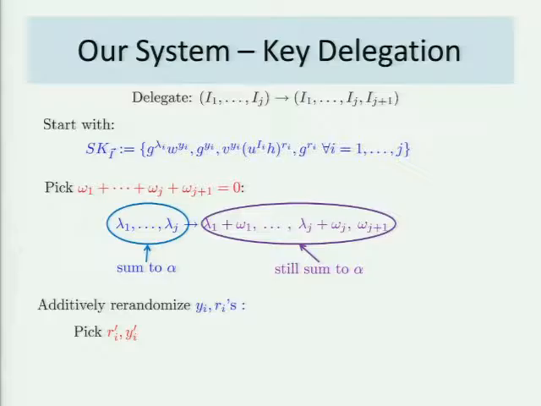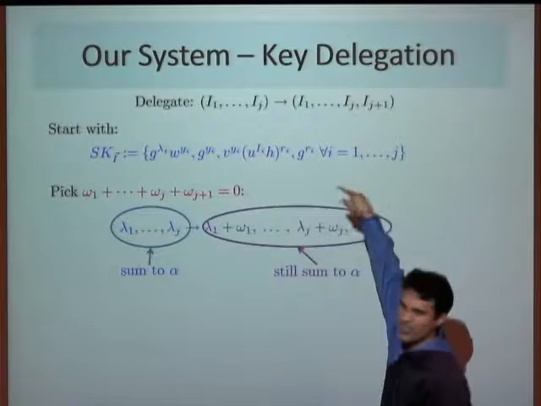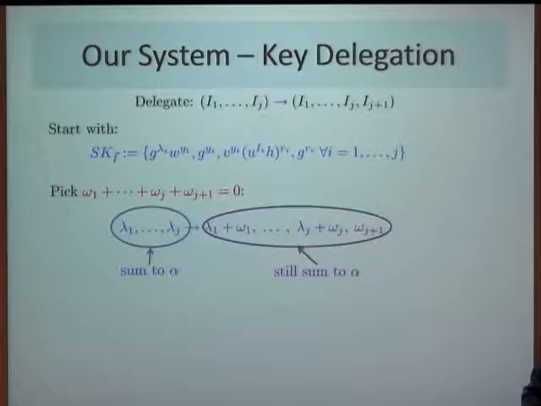Okay, I just want to mention that key delegation is something we want to be able to do. That's pretty easy. So before we had it at J levels, and now we want to go to J plus one levels. So you just pick these omega one through omega J plus one that sum to zero, and you re-randomize the key. So you tag on this extra part to the key, and then you re-randomize it. So this isn't too much different. It's accommodated for the system, but it's not too much novel compared to what was done before.